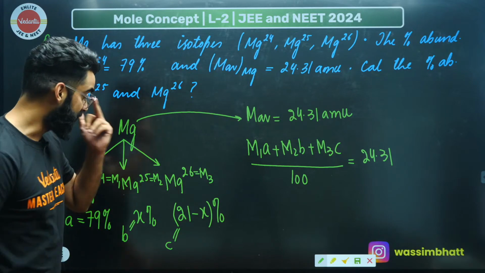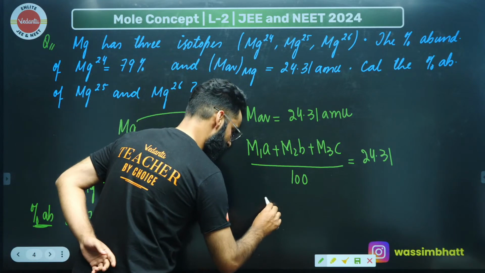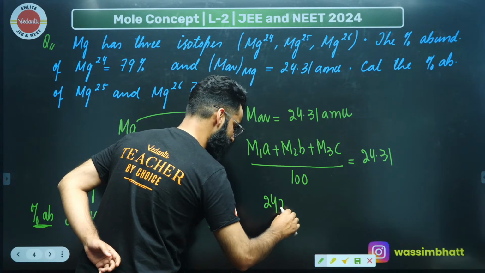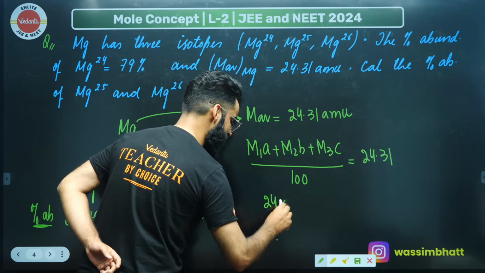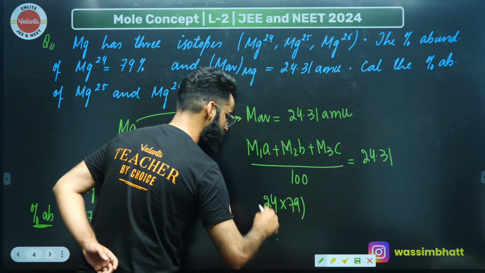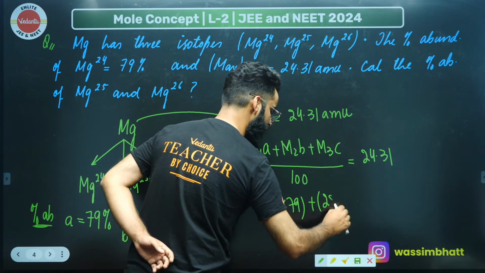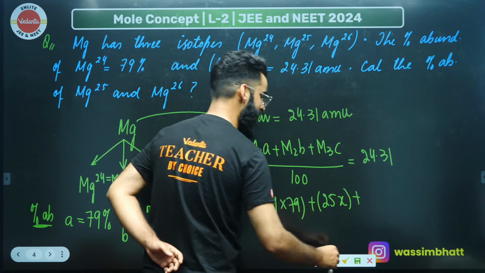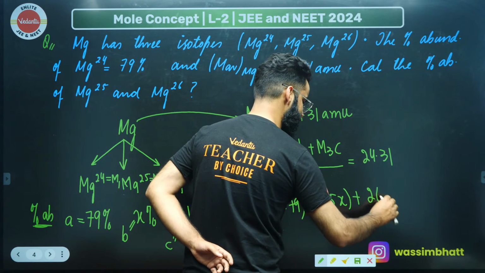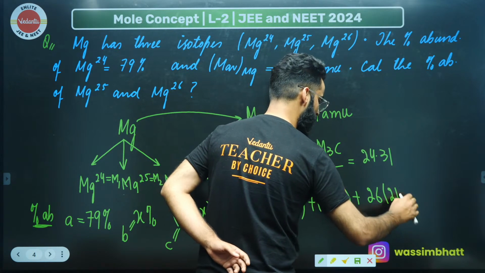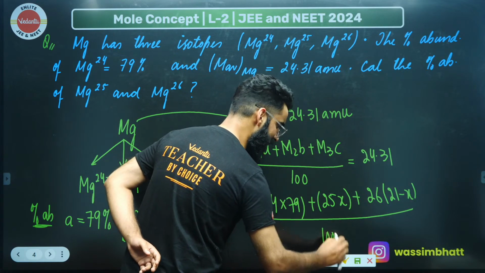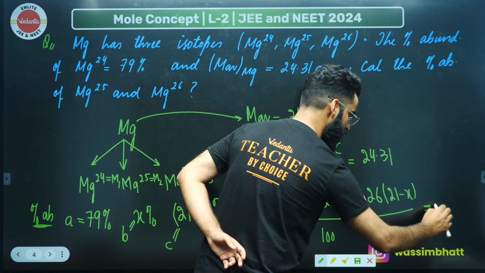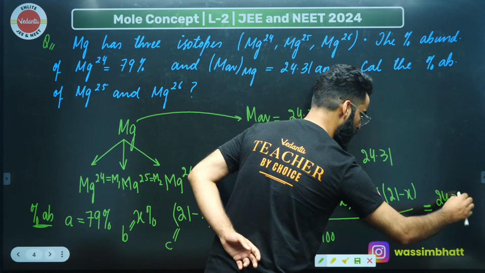Now, my dear people, if I ask you what is M1, you know that's 24. What is A? A is basically 79, right? M2 is 25, B is X. M3 is 26, and C is 21 minus X, right? Divided by what? Divided by 100. And this value is coming out to be exactly equal to 24.31, right?